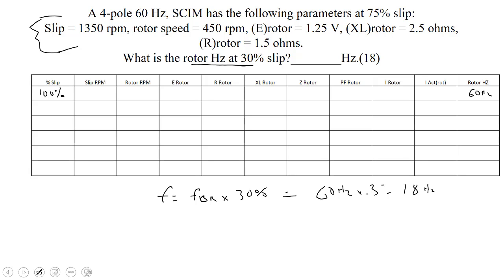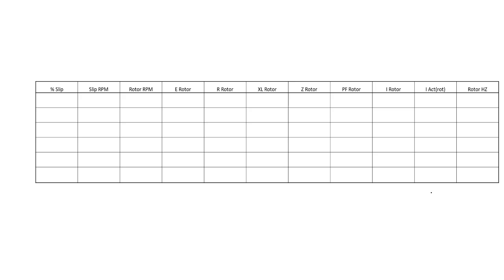So if 30% is here, that's going to be 18. There you go. So pretty easy one. Let's try a little more challenging one now.